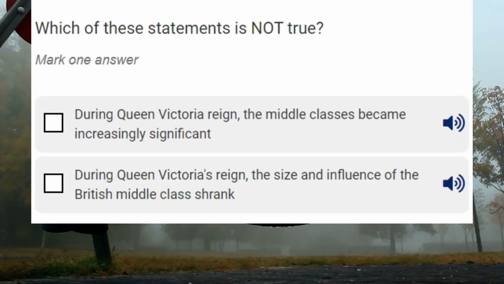Which of these statements is not true? During Queen Victoria's reign, the middle classes became increasingly significant. During Queen Victoria's reign, the size and influence of the British middle class shrank. Correct answer: during Queen Victoria's reign, the size and influence of the British middle class shrank.